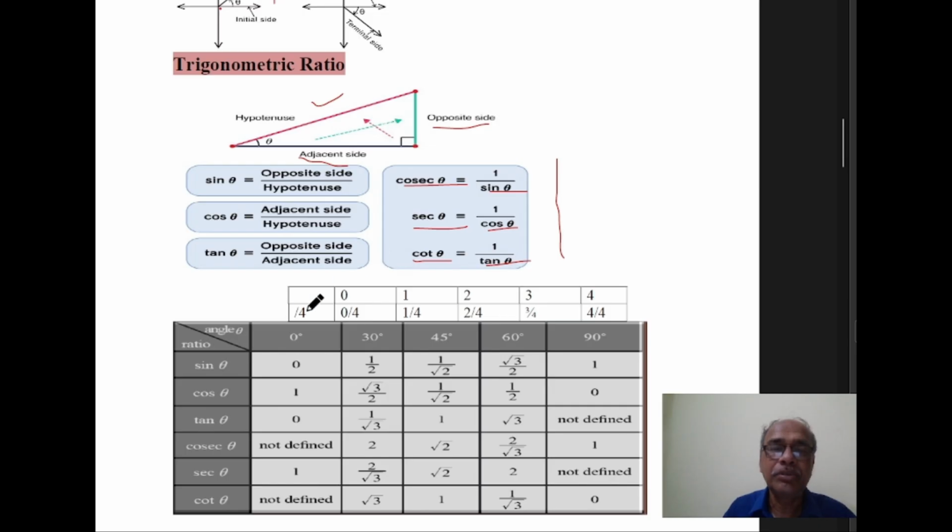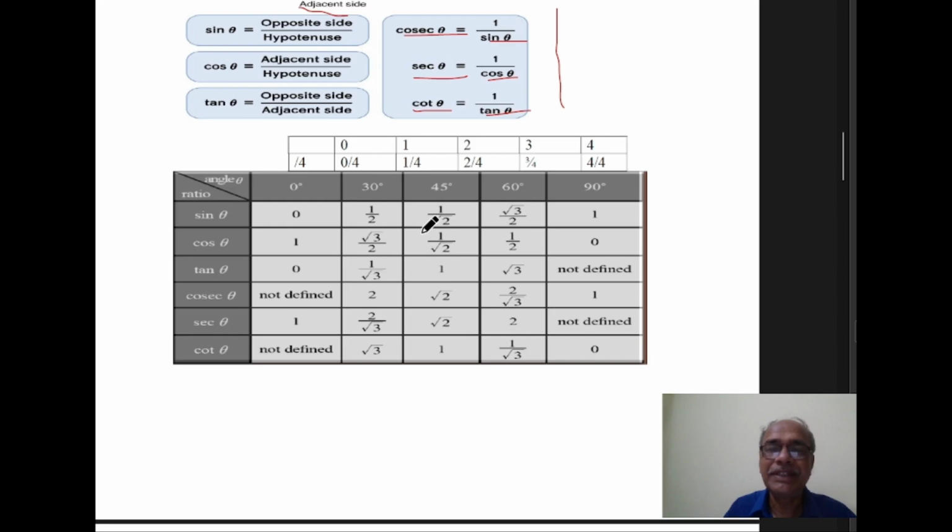Now we have to find out the values of sin, cos, tan, cosec, sec and cot at different angles: 0 degrees, 30 degrees, 45 degrees, 60 degrees and 90 degrees. You have to remember this table. Now how can we memorize it? Here you see sin 0 is 0. Now here we can count this way: 0, 1, 2, 3, 4. 0, 1, 2, 3, 4. Now divide this by a factor of 4 and then take the square root. We will get this column.